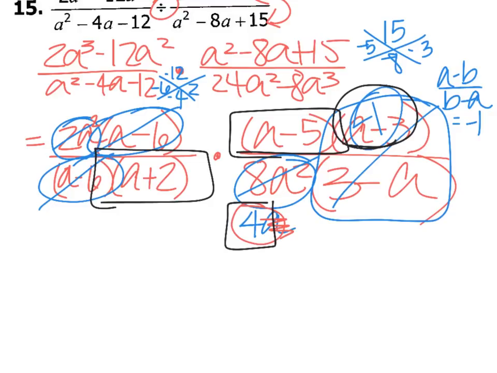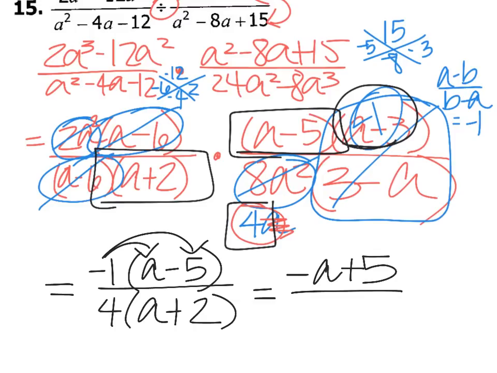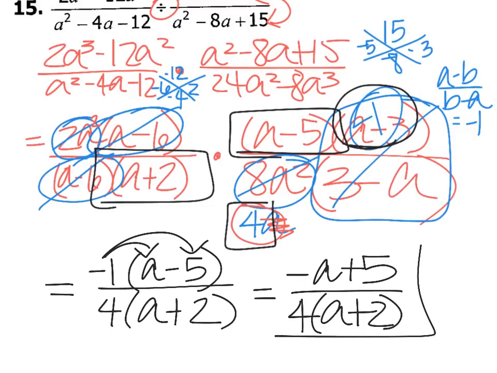Now, I know this gets messy, so be careful. Then we want to rewrite what we're left with. So on top, we're left with negative 1, a minus 5. On the bottom, we're left with 4 times a plus 2. Okay, now we want to distribute the negative 1 to both of these, but we want to leave the 4 factored out. We just always want to distribute negatives when we can. So negative a plus 5 over 4 times a plus 2. And that's our final simplified rational expression.